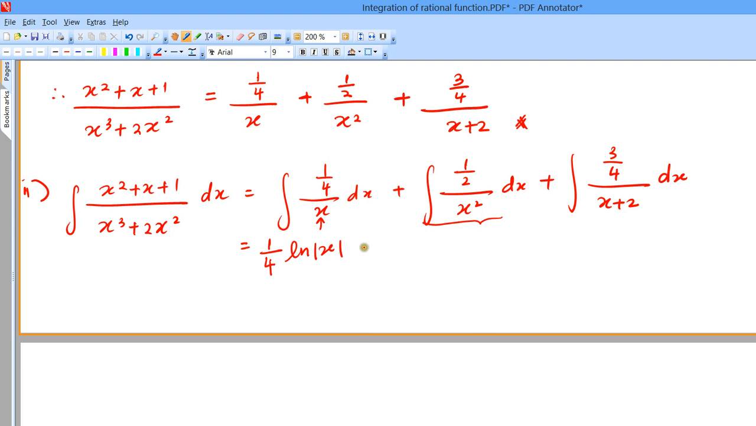So we can write as plus integrate, or we can write as 1 over 2 integrate x power of negative 2 dx. We can simplify first, and then plus, on the third term we have linear on the denominator, so we get 3 over 4 ln x plus 2 plus c.